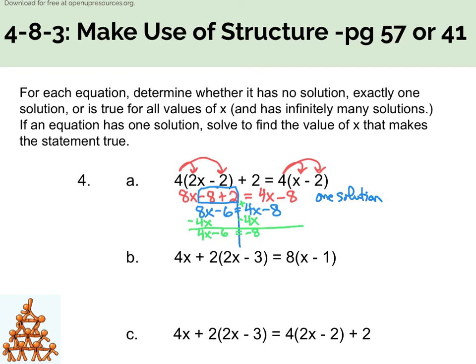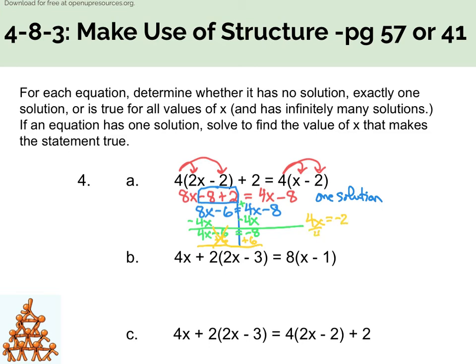I want to take the negative 6. He wants to be on the other side with his friend, the negative 8. So I'm going to add 6 to both sides. So we still have 4x left over. Negative 6 plus positive 6 makes it 0. Negative 8 plus 6 is negative 2.